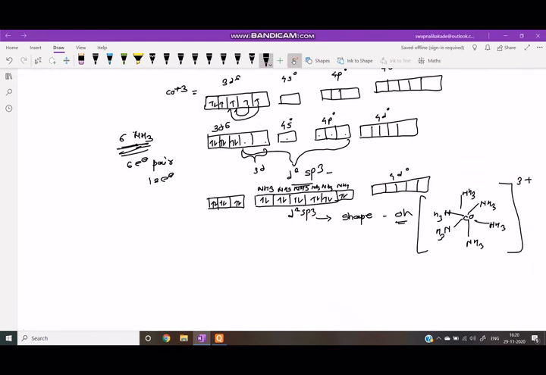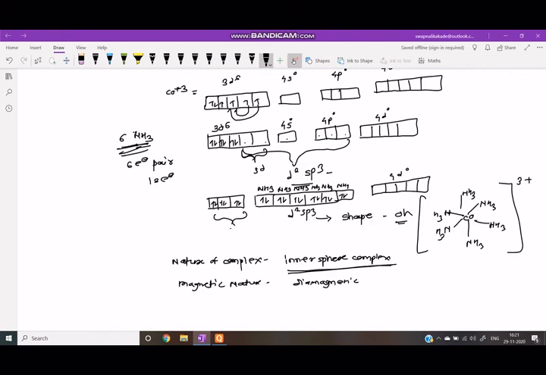Here the nature of the complex is that this complex is an inner sphere complex, because the inner orbitals are used. Therefore this complex is an inner sphere complex. And what is the magnetic nature of the complex? The magnetic nature is diamagnetic, because these electrons are paired. Therefore this complex is diamagnetic in nature.